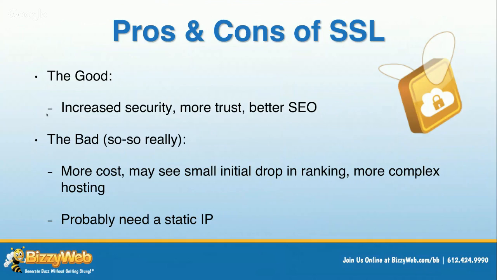However, the bad parts about SSL include that it's costly. So you might have to spend, at a minimum, probably $30 to $60. And in general, a round number seems to be around $150 to $160 a year to secure your website. And you'll probably need a static IP. A static IP is an IP address that never changes.